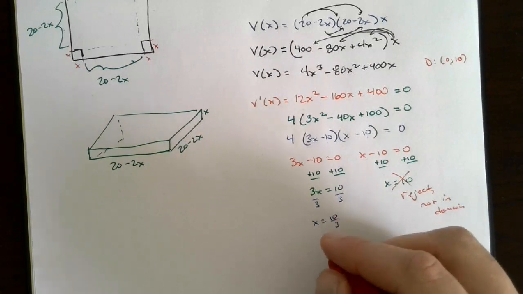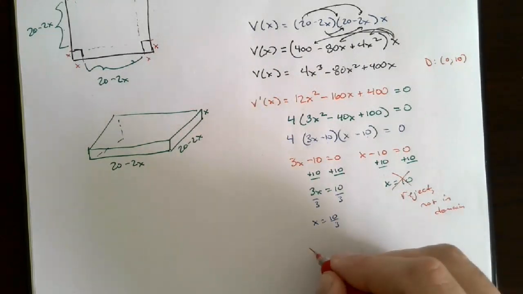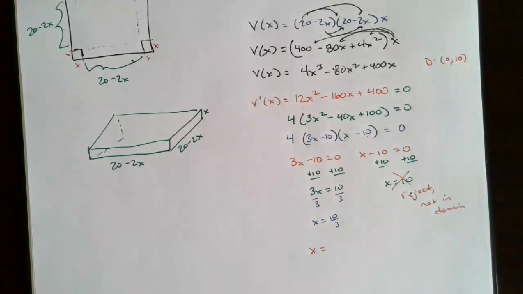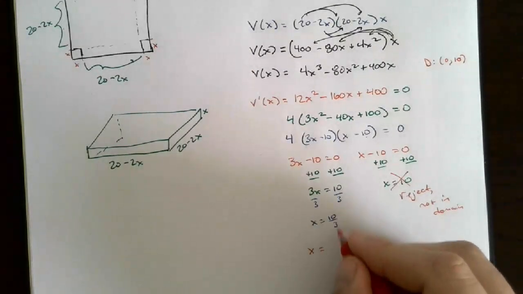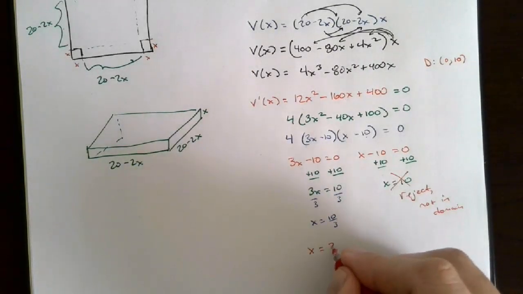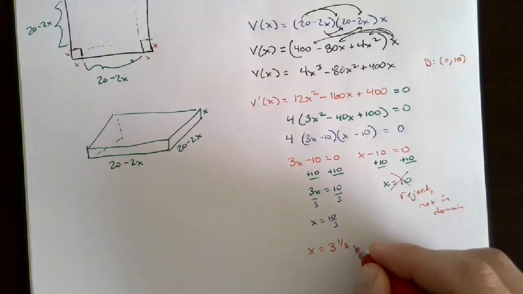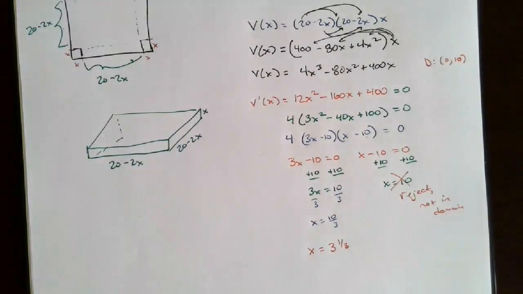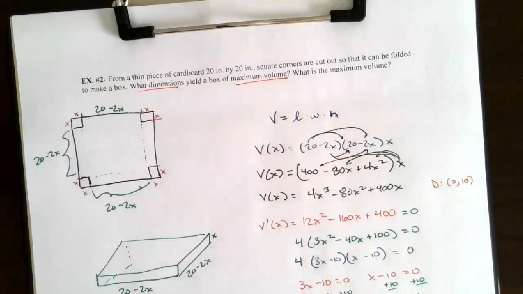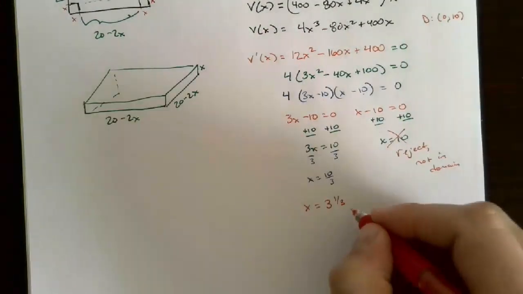10/3, if you wanted to convert it to a mixed number, which is something people might want to do because of the applied example, that would be 10/3, 3 times 3 gives you 9, so it's 3, and then there's 1/3 left over, so it's 3 1/3. What are the units on it? Well, what are the units of x? They're based off of what you were cutting out. They were in inches, so this is going to be 3 1/3 inches.